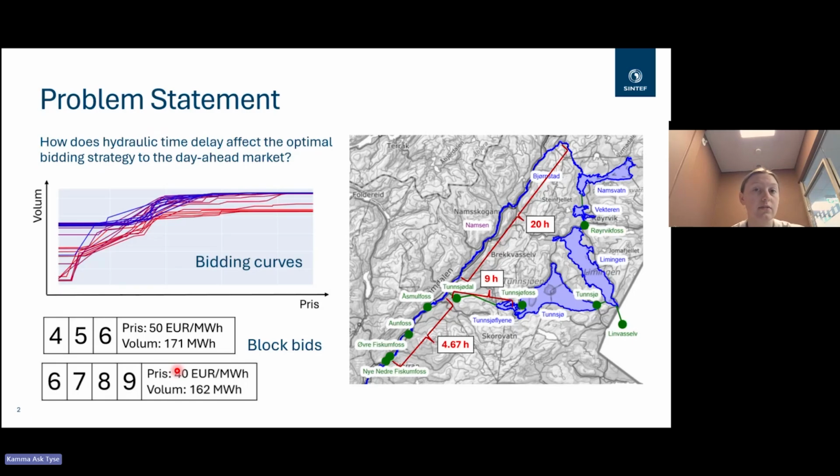But for now, as an initial investigation to understand how we can use stochastic optimization to construct bids and to understand the impact of time delay on the bids, we have used SHOP to construct bidding curves on a case study on this watercourse, Namsenvassdraget, and also to construct bidding curves on a hypothetical, or counterfactual, model of the Namsen watercourse, where we model these time delays as being 0.